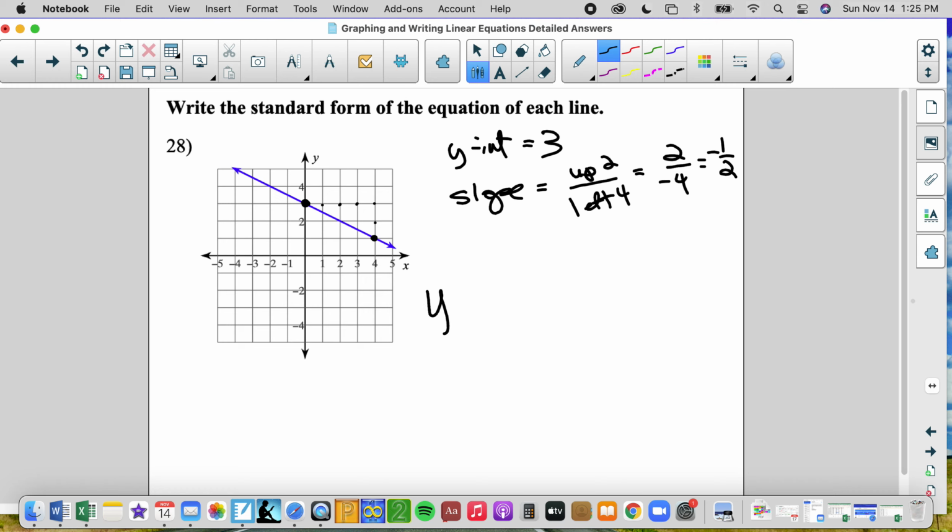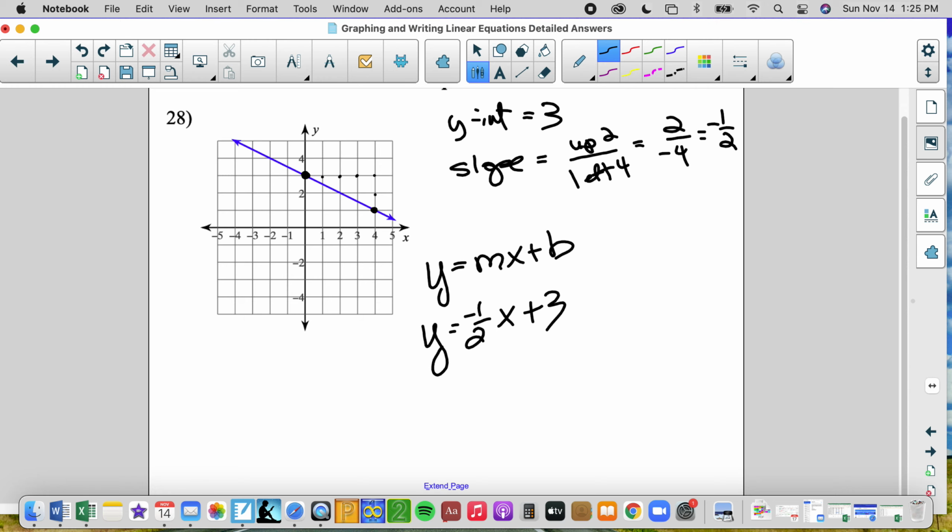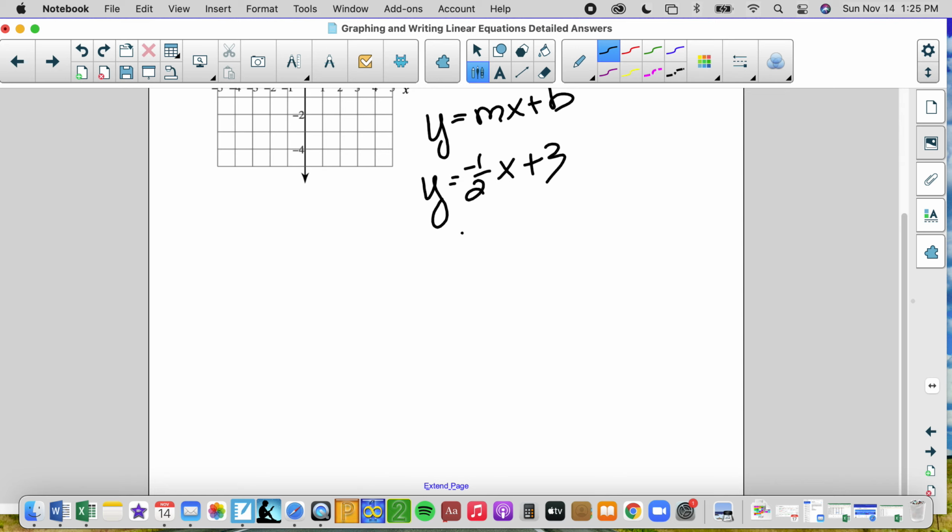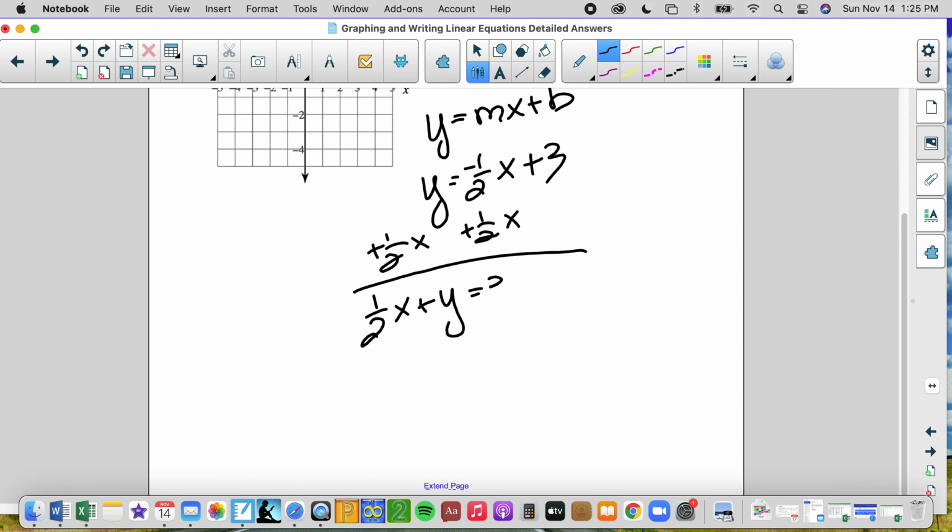So since I have slope-intercept, I'm going to take that. My slope is -1/2. My intercept is 3. And now I'm going to manipulate this equation. I'm going to get my x over to the other side. That gives me 1/2 x plus y equals 3.